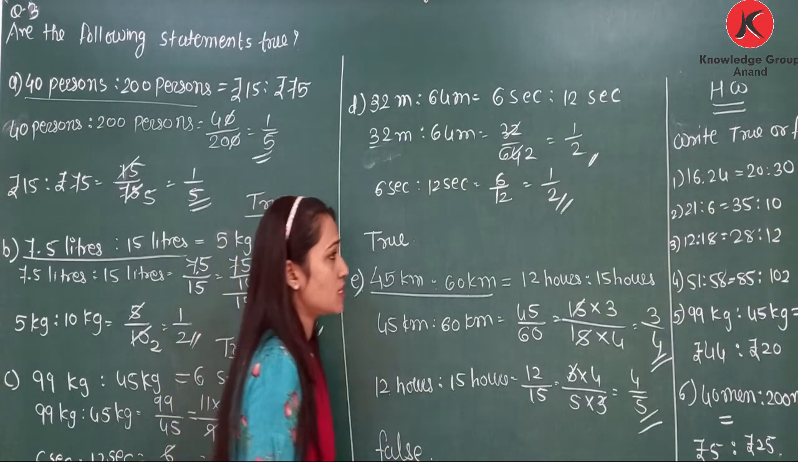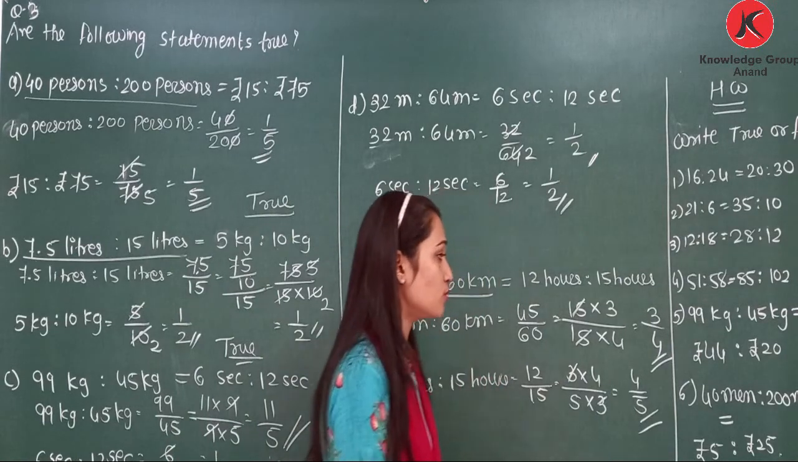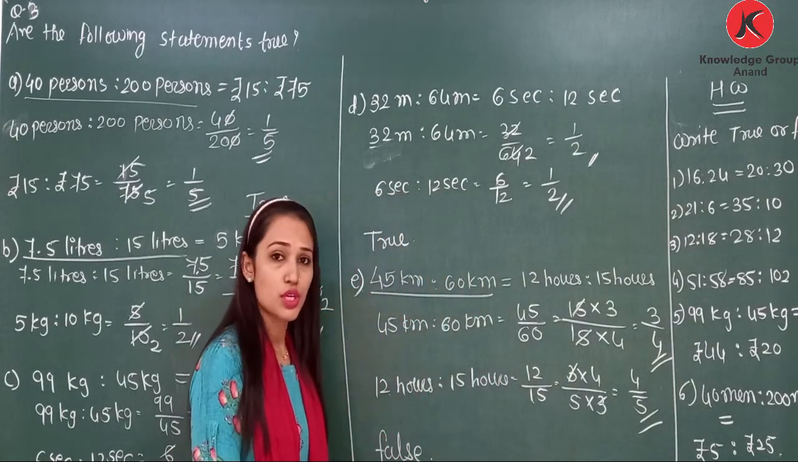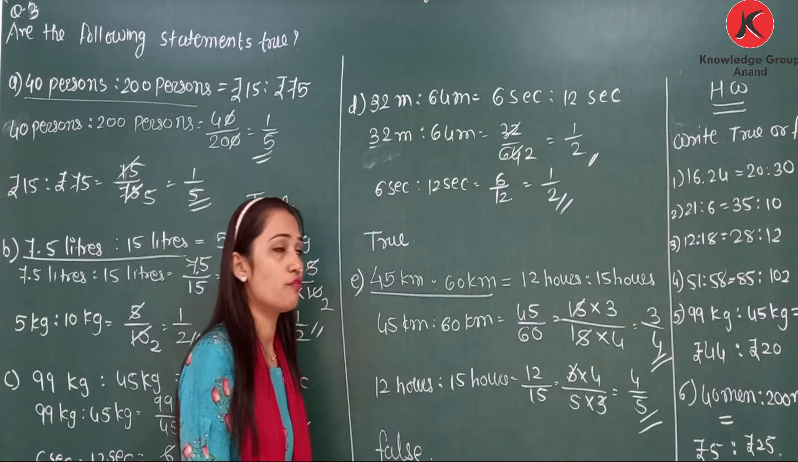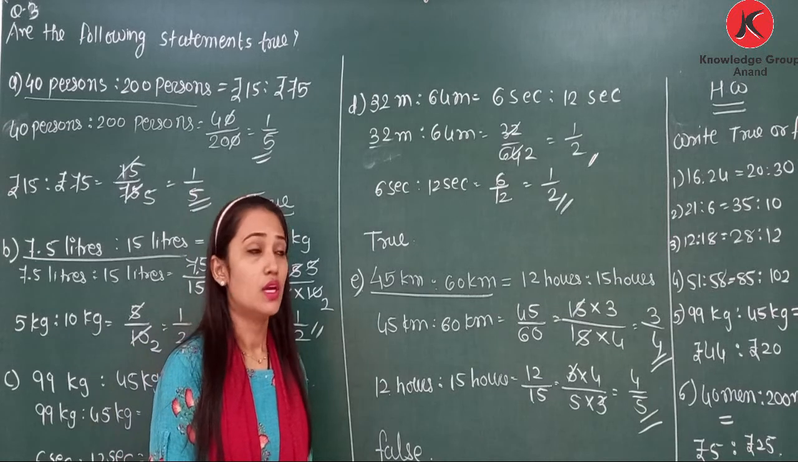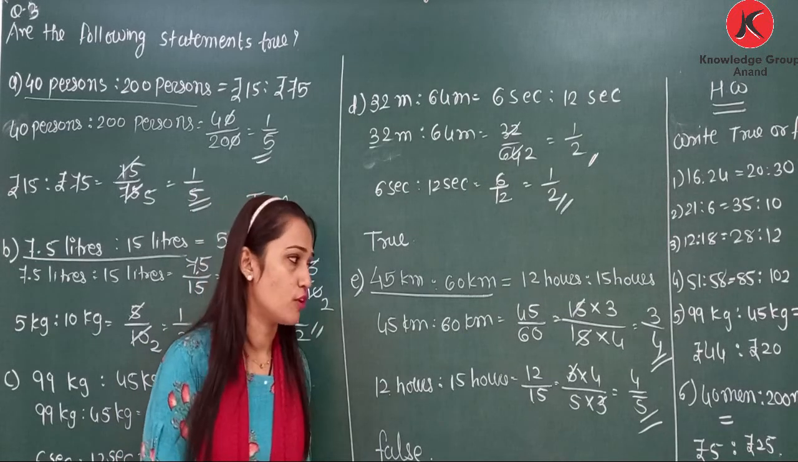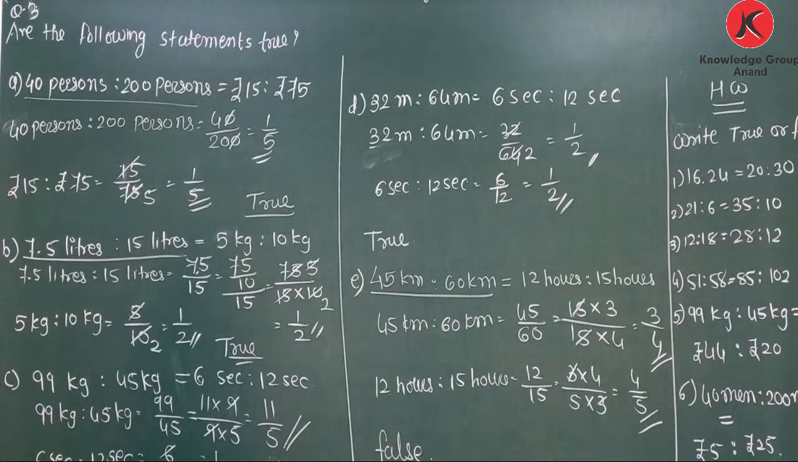Now here 6 examples are given. So you need to solve that in homework. You need to check whether they are true statements or false statements. Please find the ratio of the first two and find the ratio of the last two. And if they are same, then the statements are true. And if not same, then the statements are false. So that will be in your homework.